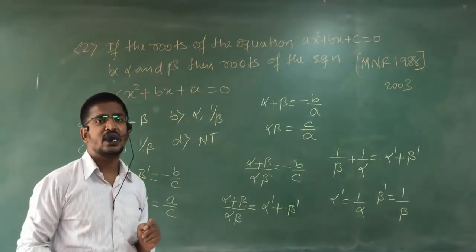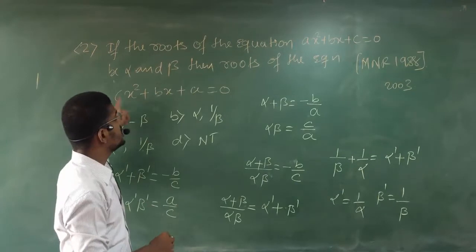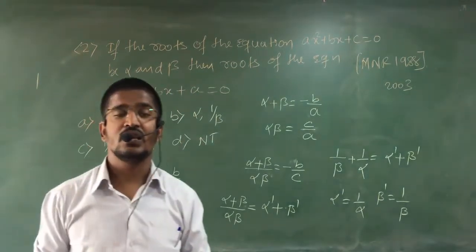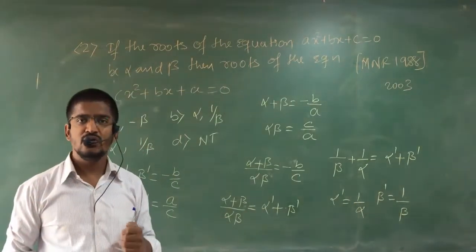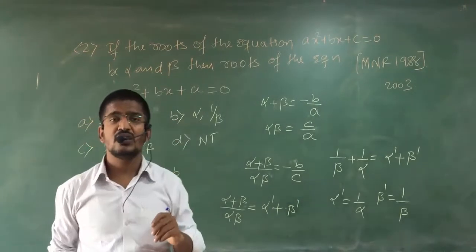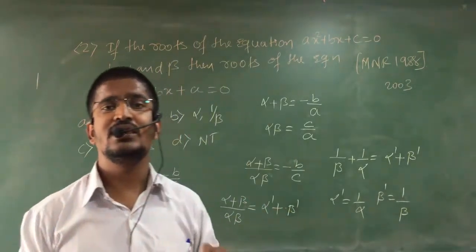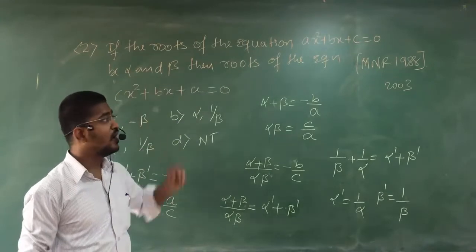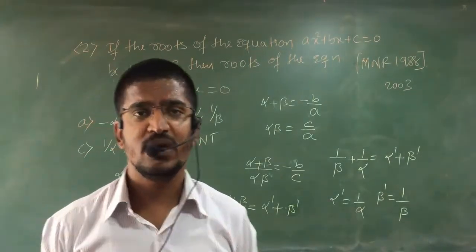Why is this happening? This is happening just because you have interchanged the constant term and the coefficient of x square. If you do like that, and alpha and beta are the two roots, then the roots of the other equation will be the reciprocals of your original roots alpha and beta. I think you got what I am explaining here.